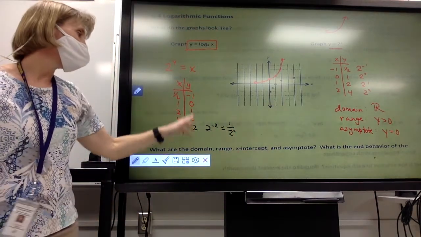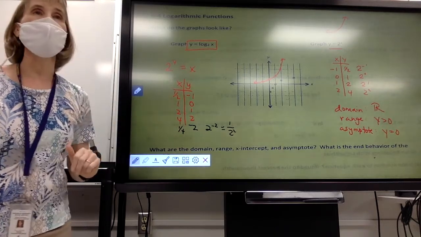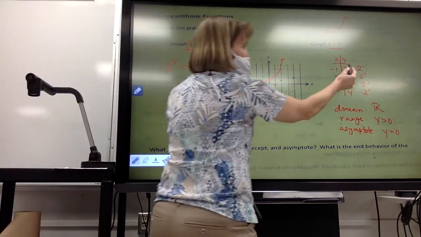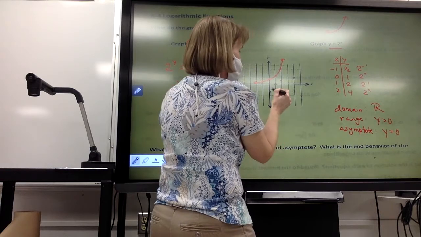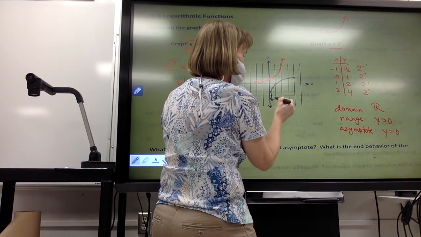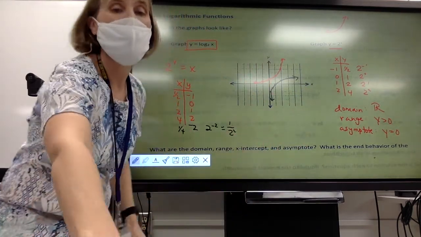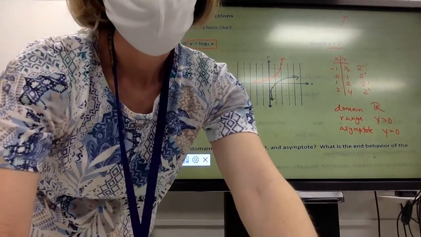Now, is there any value that I could put in for y that's going to make this x value equal to 0? No. Just like over here, there was nothing I could put in for x that would give me a y value of 0. I'm not going to get an x value of 0. So it's going to come very, very close to this y-axis, but it's not going to cross it, and it's not going to touch it.